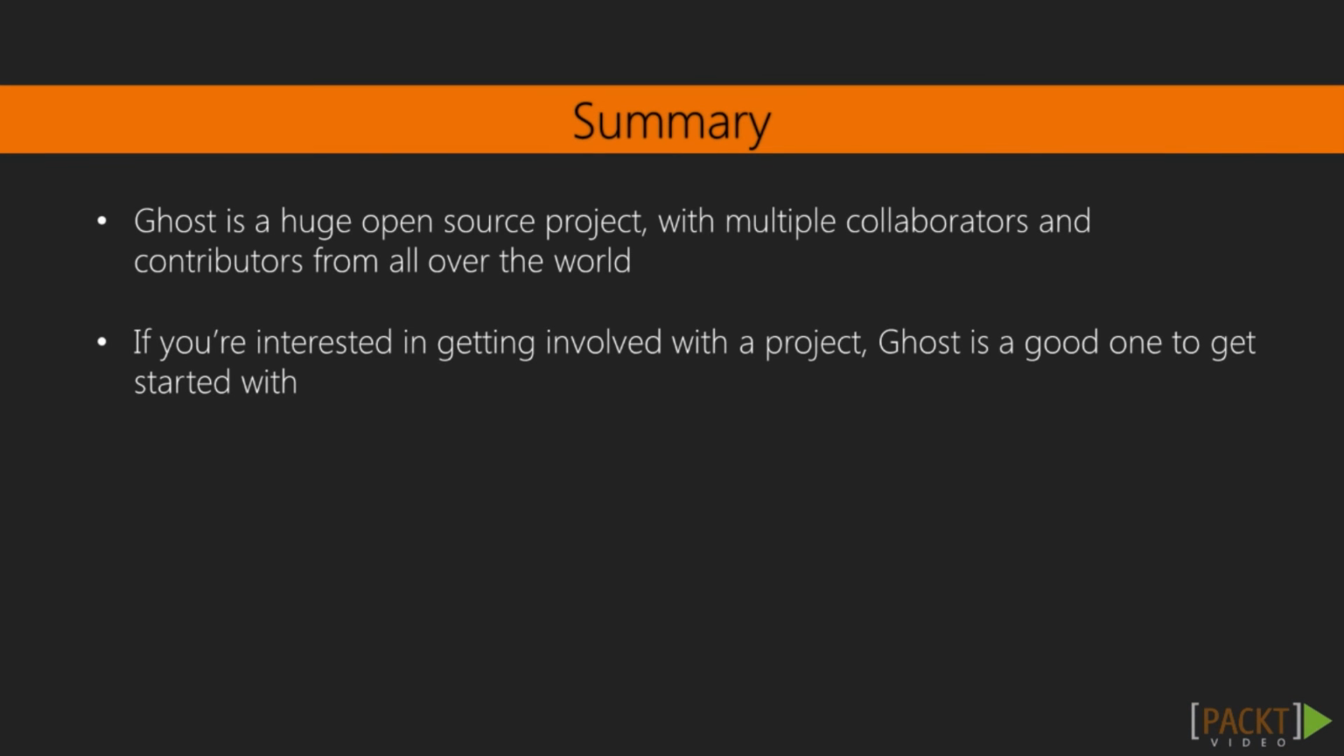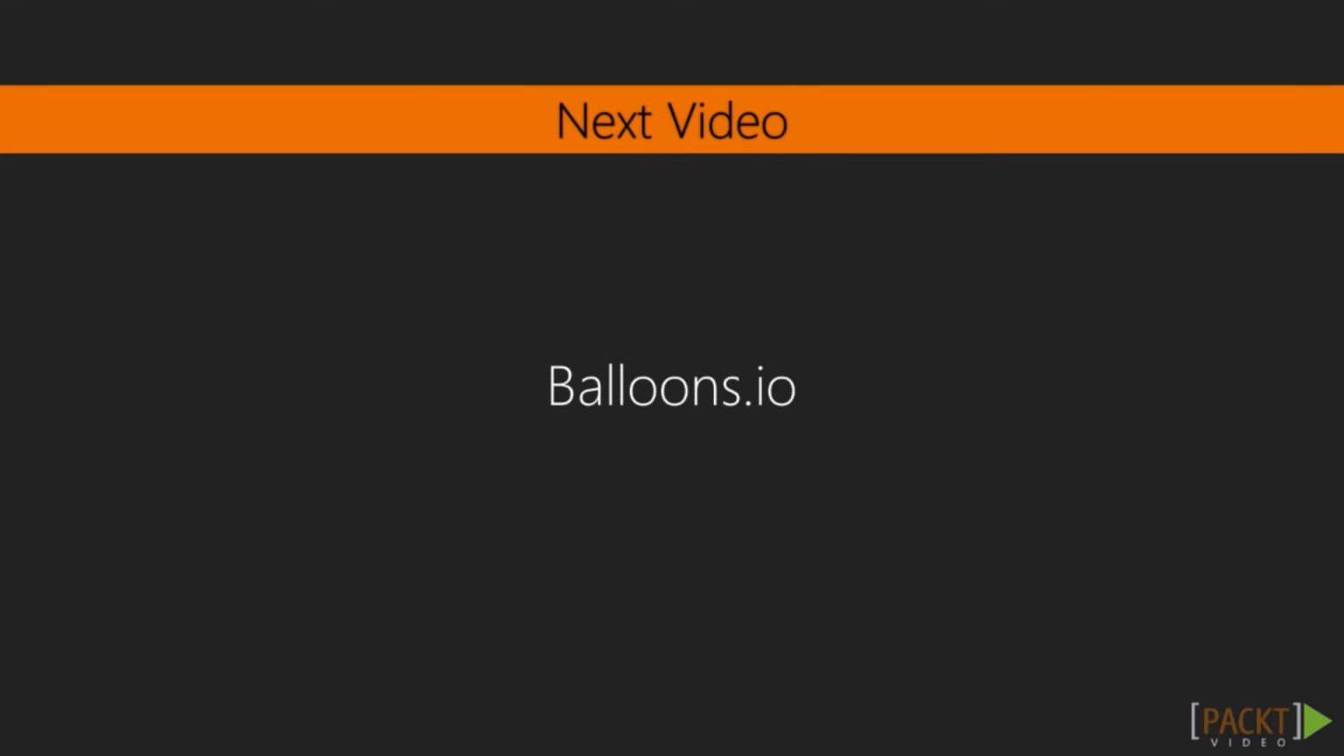Ghost is the first Node.js project that we've taken a look at, and it's a big one at that. It's the best example of a multi-collaborator Express codebase available today. So if you're looking for inspiration, it's definitely worth getting involved. In the next video, we'll take a look at balloons.io, a much smaller application that's a chat room built with SocketIO.